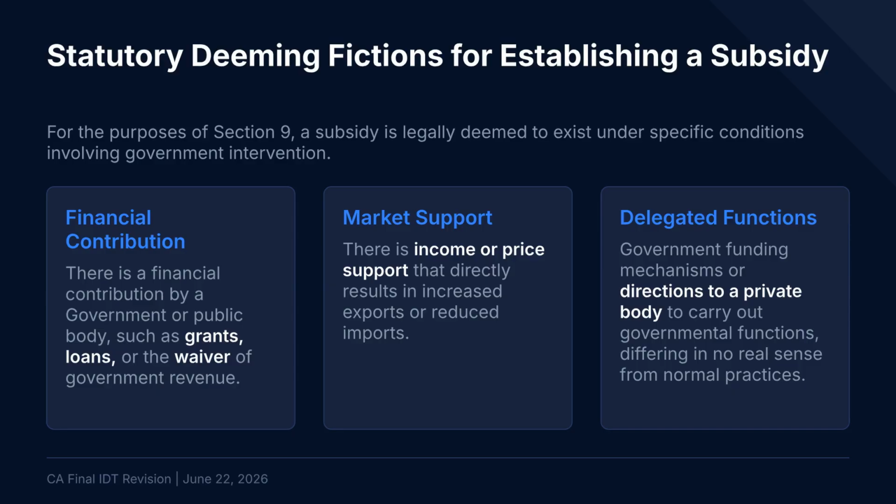For countervailing duty to apply, a subsidy must legally exist. A subsidy is deemed to exist when a government or public body provides financial contributions such as grants, loans, guarantees, or revenue waivers. It may also exist where income or price support artificially boosts exports or reduces imports. Even indirect government intervention counts. For example, if a private body performs governmental functions under government direction or funding, the benefit provided may still be treated as a subsidy for countervailing duty purposes.